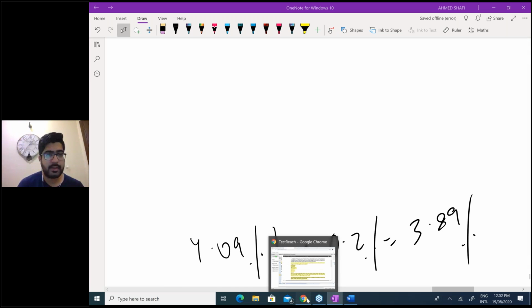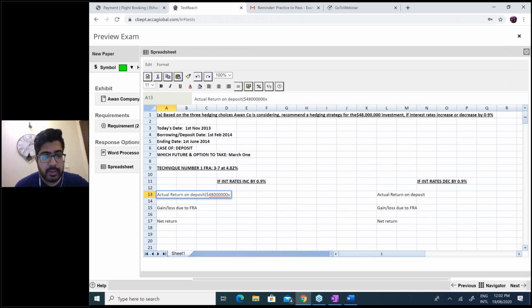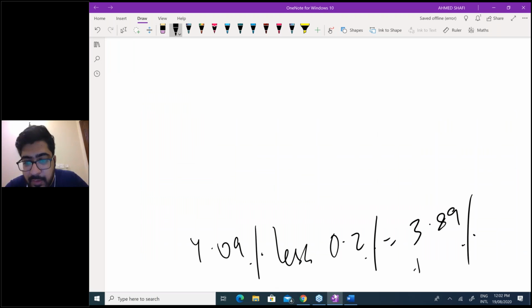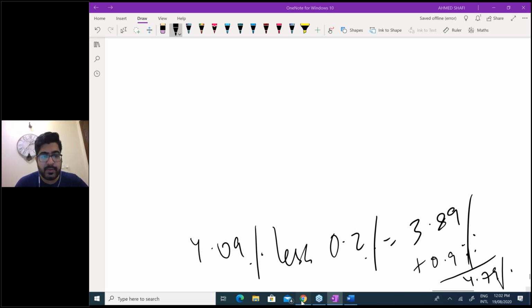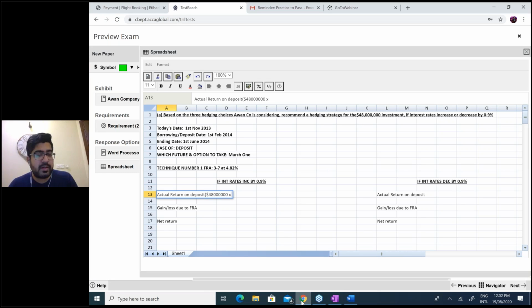Okay, pay attention. Actual term deposit amount is for 48 million. The actual rate of interest at which you can deposit is 3.89%. But pay attention, you are doing the case if interest rate increased by 0.9. So you can deposit at 3.89, but if interest rate increased by 0.9%, your deposit rate would be 4.79%.